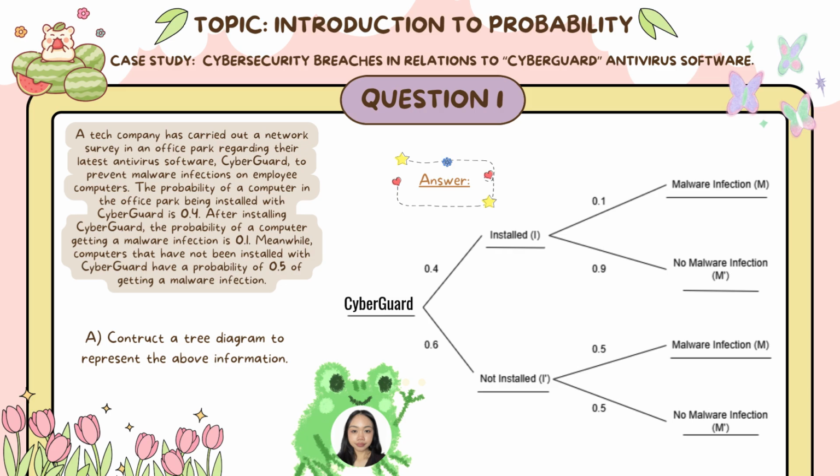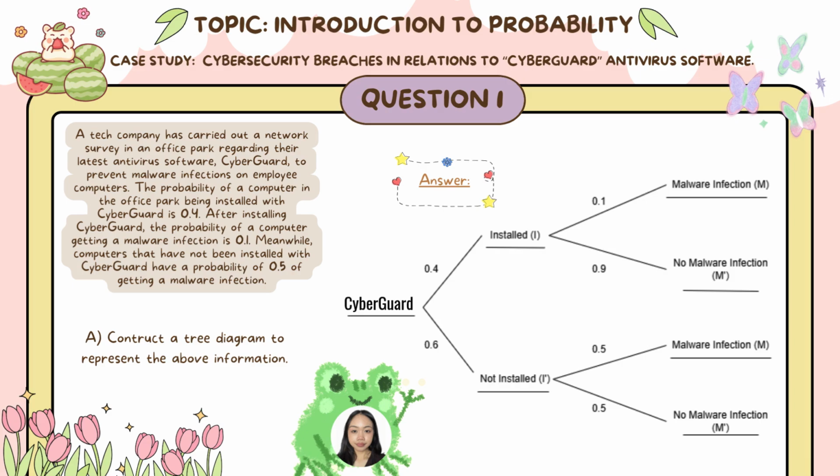The probability of a computer being installed with CyberGuard is 0.4, and for it not being installed is 1 minus 0.4, which is 0.6. And then, after installing CyberGuard, the probability of a computer getting a malware infection is 0.1, and not getting a malware infection is 0.9, which we get from subtracting 0.1 from 1.